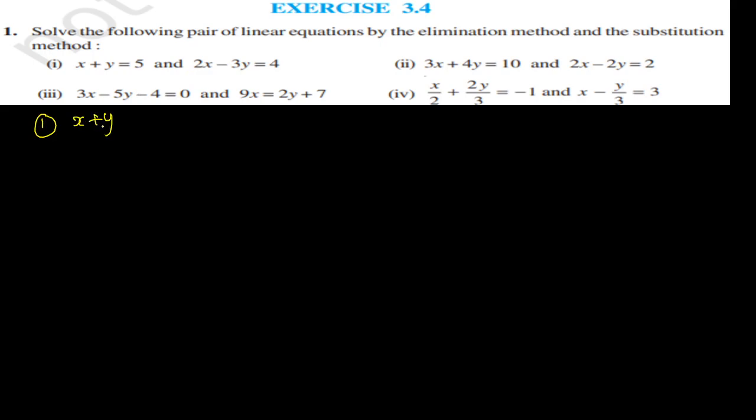x plus y is equal to 5, and this is the first equation. And 2x minus 3y is equal to 4. This is our second equation. Now to eliminate, we want to eliminate one of the variables. So let us make their coefficients equal. Multiply equation 1 by 2.